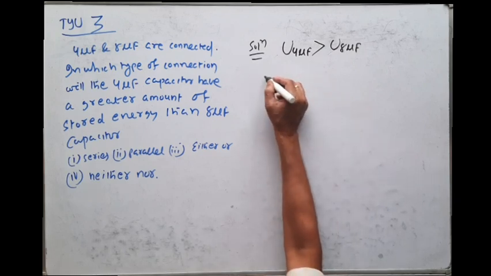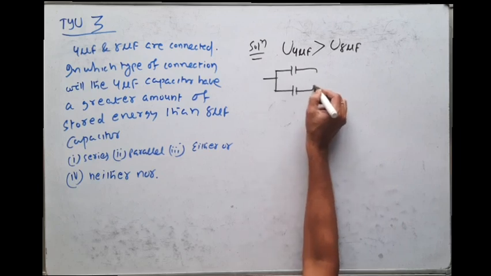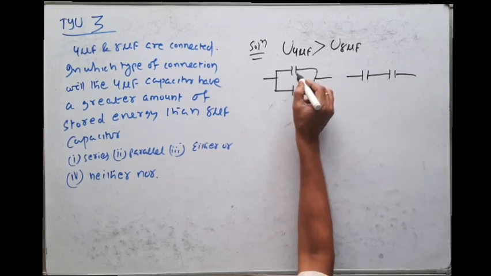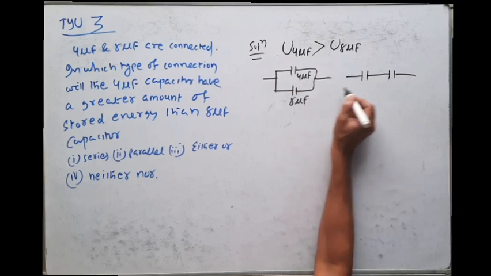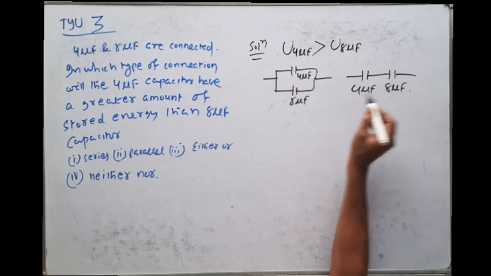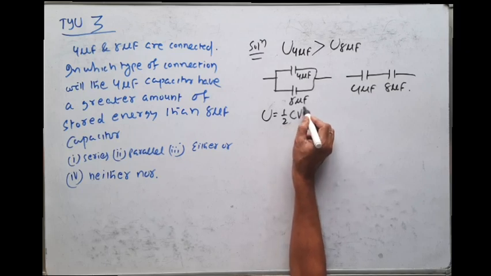In which case? Suppose I take the parallel connection first, then I will take the series connection. So you see, this is 4 microfarad, this is 8 microfarad. Okay. Now you know what the energy stored formula is? Energy stored is equal to half C V square.